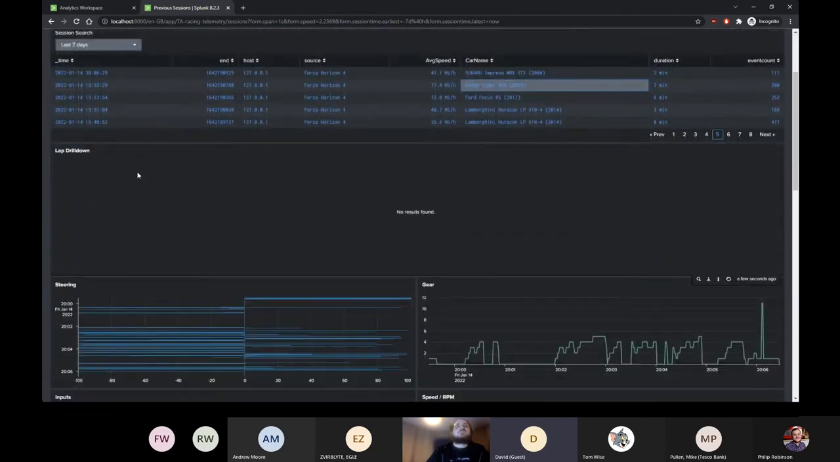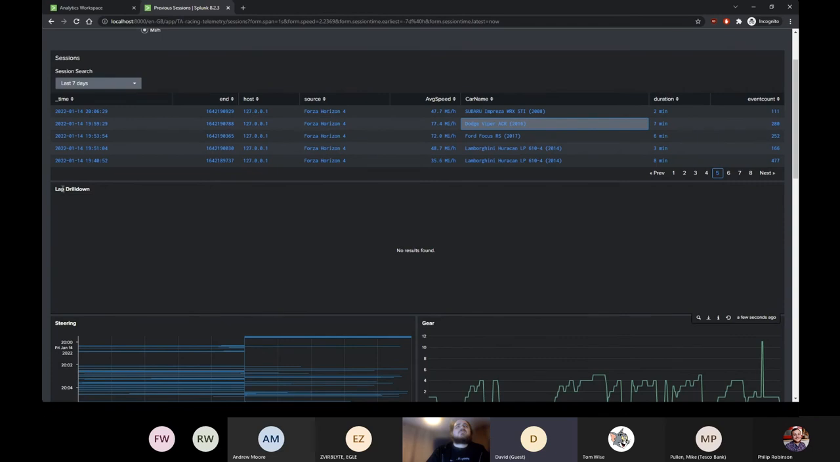Sadly, I don't think Forza Horizon has the concept of laps, or well, it does, but the recent races that I've done didn't have any laps in them, so you're not going to get any lap drill downs in here.